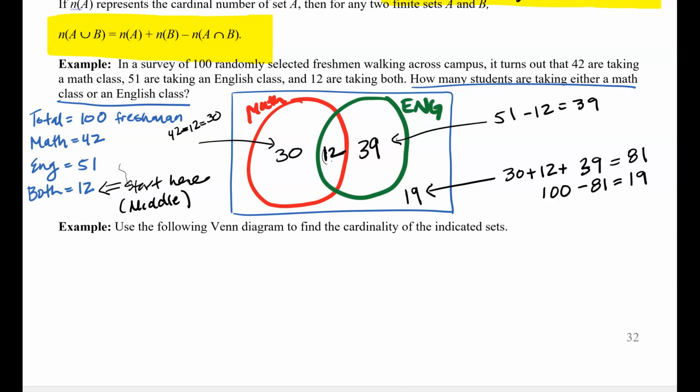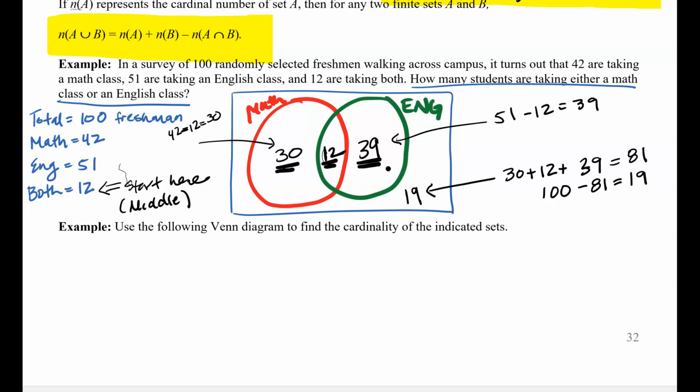So I'm going to come back up here, and it says how many students are taking either a math class or an English class. So if I want students that are taking a math class or an English class, that means any of these numbers that would apply. Students that are only taking math or taking both or English, and I'm going to add those together.